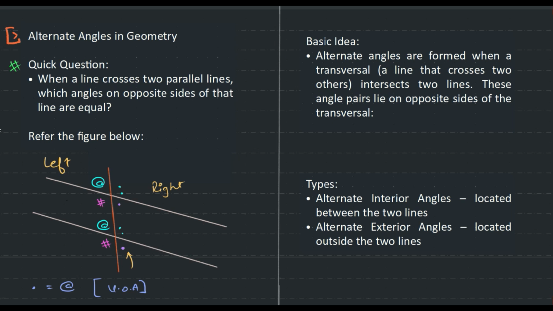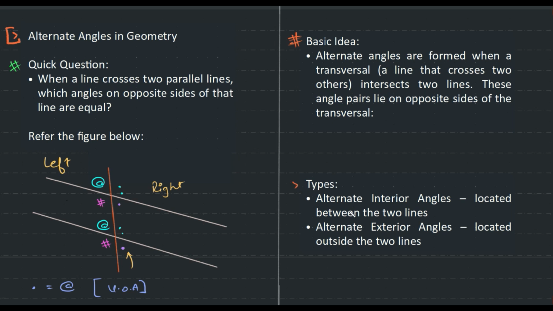Okay guys, so in that manner, we have around four pairs. We'll be looking at that. Let's have a look at the basic idea. Alternate angles are found when a transversal intersects two lines. This angle pair lies on the opposite sides of the transversal.